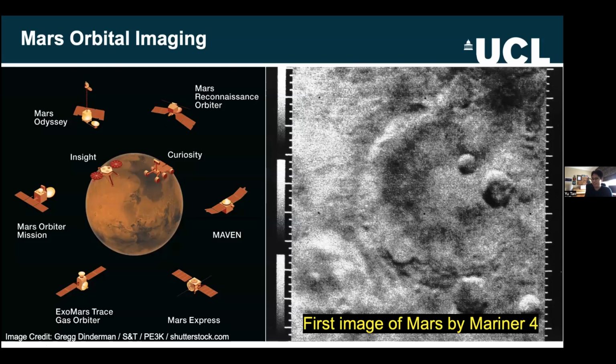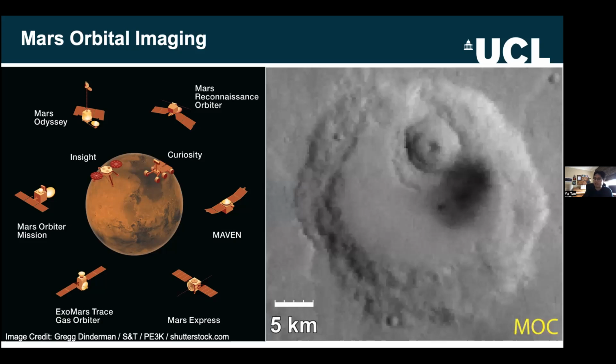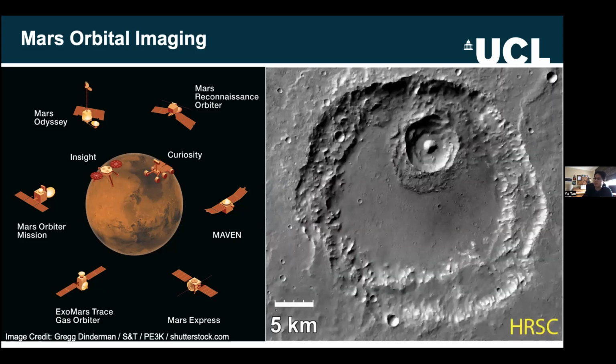Optical images are one of the most important and intuitive resources for studying a planet like Mars. The figure on the left in this slide shows a collection of some of the past and ongoing Mars orbiters carrying different remote sensing instruments. And the figure on the right shows a picture when Mars was first imaged in 1965 by the Mariner 4 spacecraft.